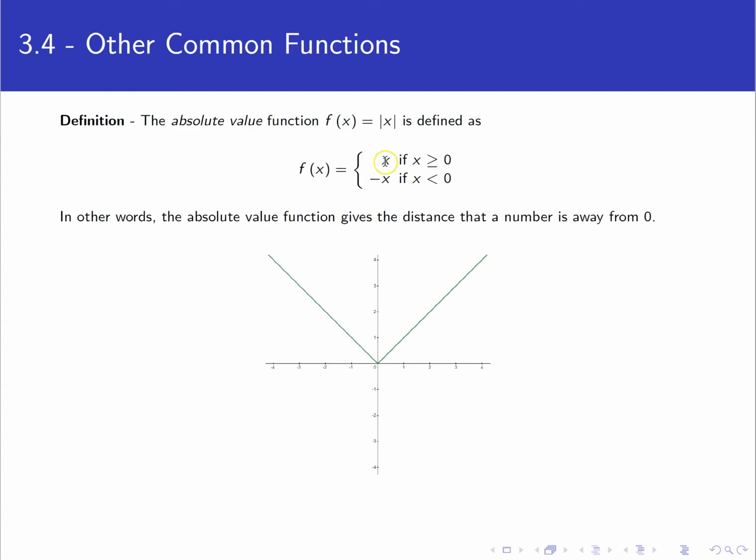It says f of x equals x if x is greater than or equal to 0. Well, here's f of x equals x, just that straight line. It only matters for the absolute value function when x is positive, so that's why we stopped the graph here. Then it also says f of x equals negative x if x is negative. Well, here's the line f of x equals negative x. And again, we stopped it at 0 because it only applies if we're to the left of the y-axis, if x is negative. So the absolute value graph looks like this V shape.